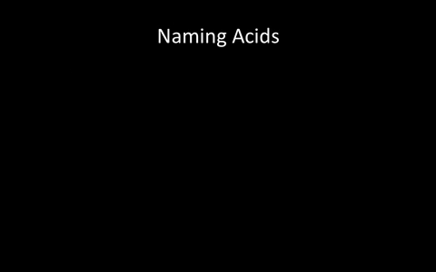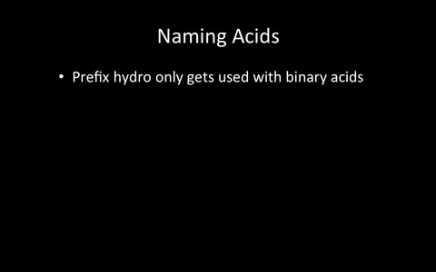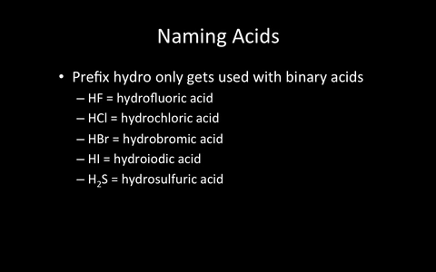Finally, the acids. I'm going to simplify these as much as I possibly can. The prefix hydro only gets used for binary acids. Remember, binary means 2, so it's an acid made up of 2 elements and only 2 elements. Nothing more. Here they are: HF, HCl, HBr, HI, H2S. Those are the 5 that get a prefix. If it's not one of those 5, do not put hydro.